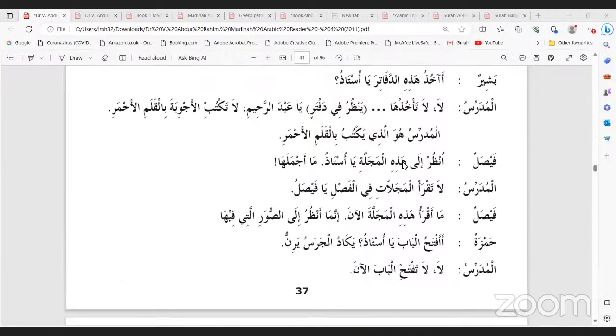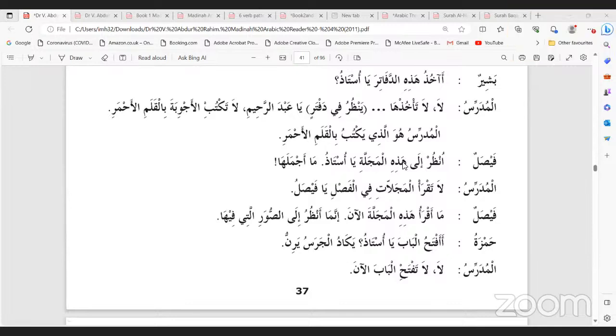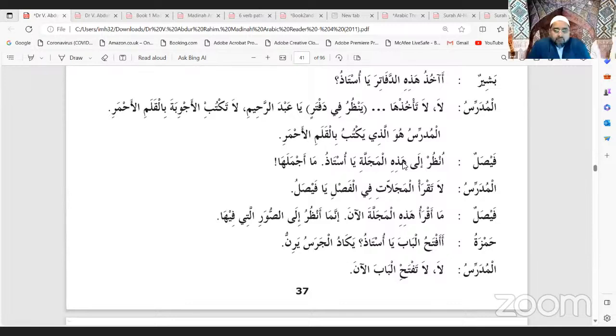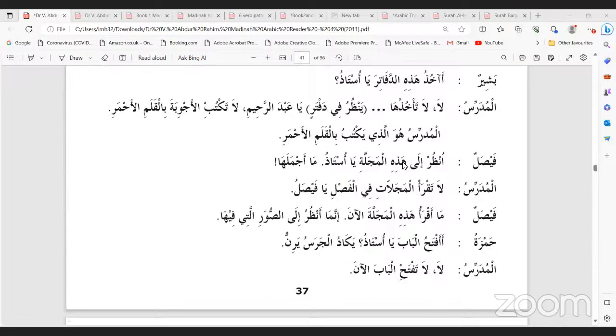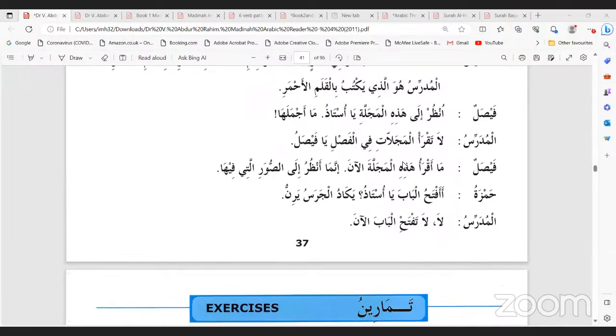Oh, Abdul Rahim, don't write your answers or homework in red pen. Correct. Al-mudarrisu huwa allazi yaktubu bil kalmil ahmari. The teacher is the one who writes with red pen. Correct.